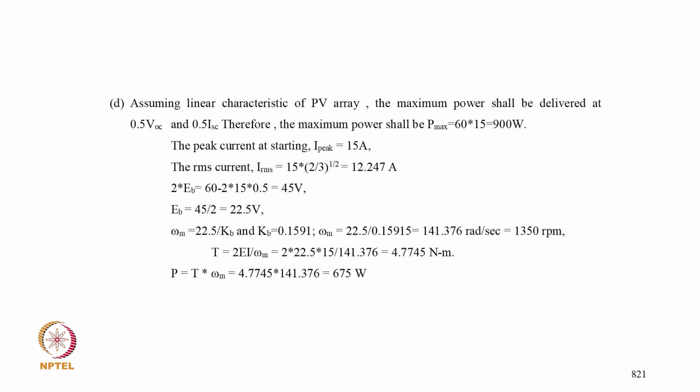So RMS current is 15 times root 2 by 3, that is 12.247, and EB equals that, putting a value, EB comes 22.5, and omega m is EB upon KB, that comes typically 1350 rpm, and torque comes 4.7745 Newton meter, and power is 675 watt.